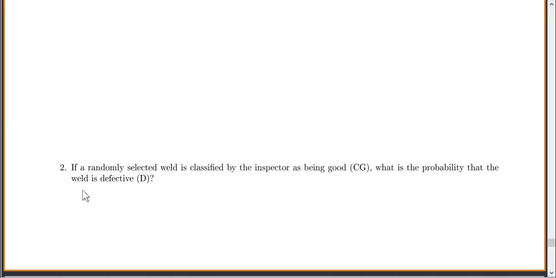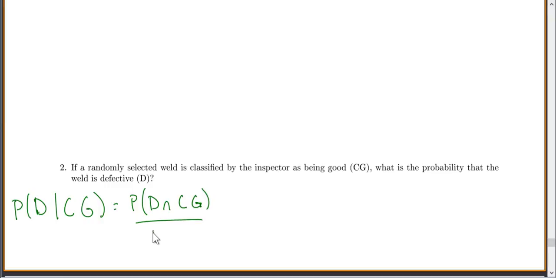So now, part D2: if a randomly selected weld is classified by an inspector as being good, what is the probability that the weld is defective? So they want to know the probability that it's defective given that it was classified as good. Well, anytime you want to find a conditional probability, start by writing out the definition or the formula. So for conditional probabilities, you do the probability of the intersection divided by the probability of the given part, which is classified as good.